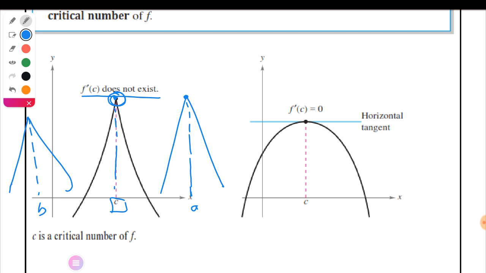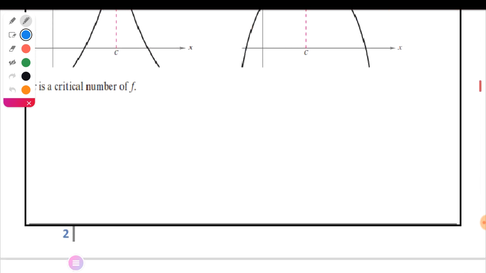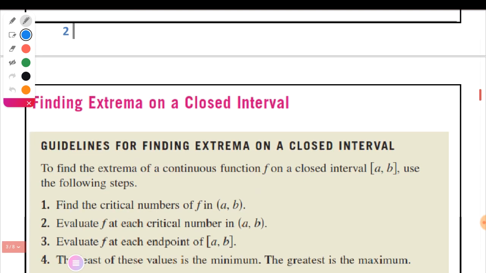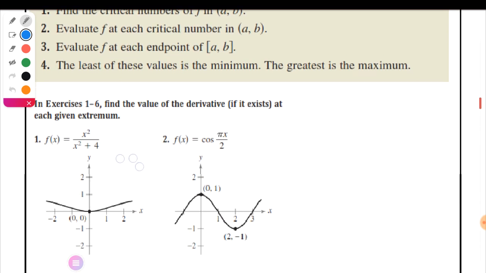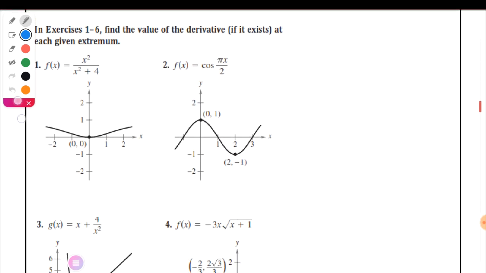Another case, if we have a horizontal tangent, the curve like this one, so at this horizontal tangent, the value of x is a critical number. The most important thing that you have to know about the critical number, it must be in the domain of the function to be critical from the definition. These guidelines I will show you when I find the absolute extrema on a closed interval. But now, let's solve these exercises.